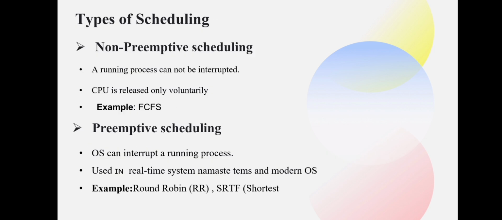Types of scheduling: preemptive scheduling and non-preemptive scheduling. Non-preemptive scheduling means a running process cannot be interrupted. The CPU is released only voluntarily. Example: FCFS. Preemptive scheduling means the OS can interrupt a running process; it is used in real-time systems and modern OS. Examples: round robin, SRTF.